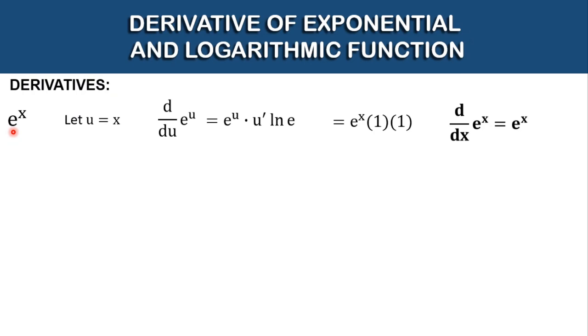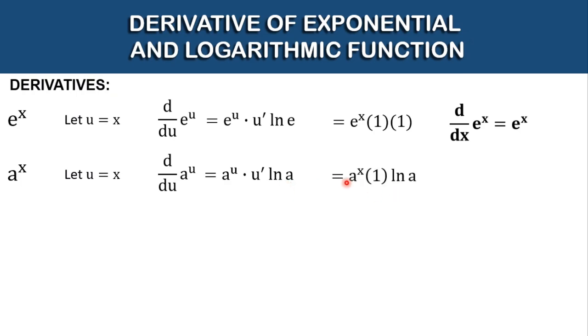The second one is a raised to x. So let u is equal to x again. Then d over du of a raised to u, or the derivative of a raised to u, is equal to a raised to u times u prime, or the derivative of u, times ln a. This is equal to a raised to x.